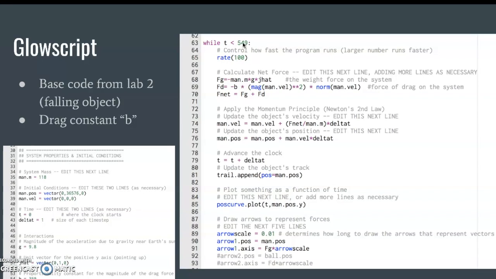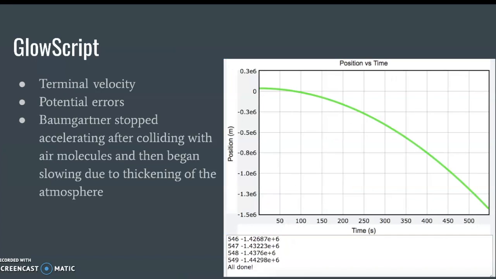You can see I have the total time of his fall, which is 549 seconds, and then you have your force of gravity, as I described earlier, and then the force of drag, where that B value is applied, and then the sum of them gives your net force as he fell. The velocity and position are both iteratively calculated throughout the whole sequence of his fall. In the GlowScript code, I produce a graph that looks like this, which is a very oversimplified model of the fall.